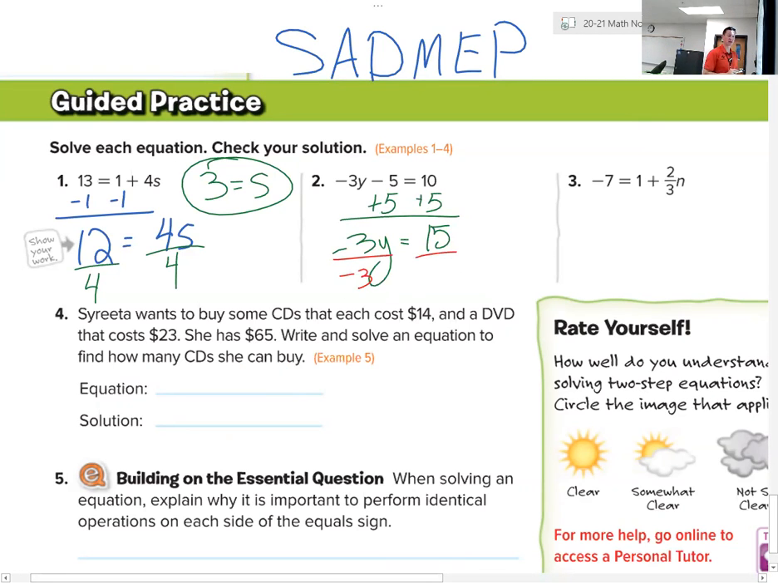What's being done to the variable now? It's being multiplied by negative 3. The inverse of multiplication is division, and I have to make sure that equal sign stays equal. So I have negative 3y divided by negative 3. So I'm just left with y.